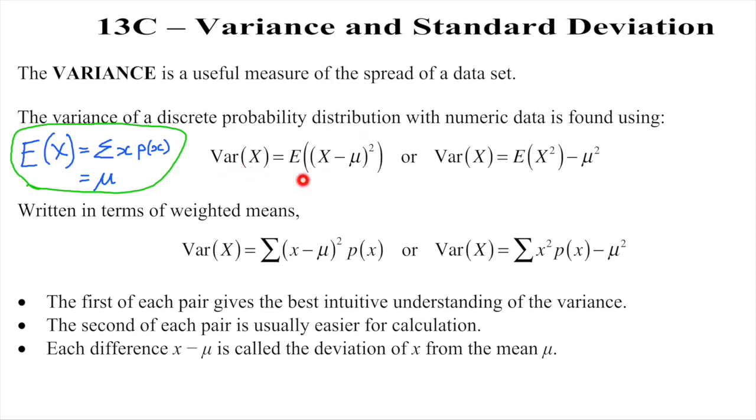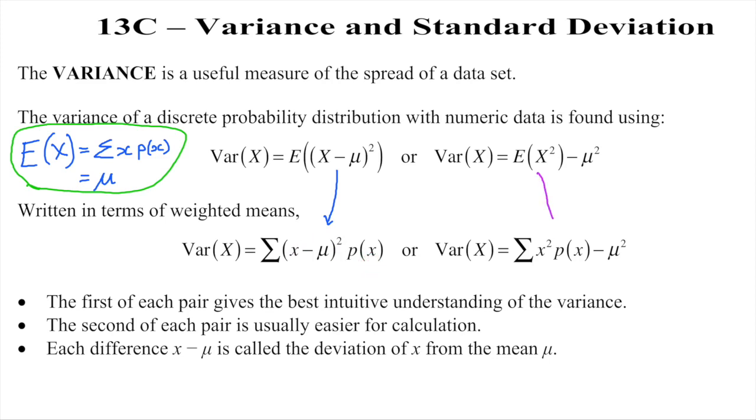Variance is given by this formula here. It's the expected value of x minus the average, squared. Now remember, if you're looking for the expected value of x, it's a total of all the little x values multiplied by their probabilities. So if you want the expected value of x minus mu squared, it's going to be found by summing all of the x minus mu squareds and multiplying them by the probability.